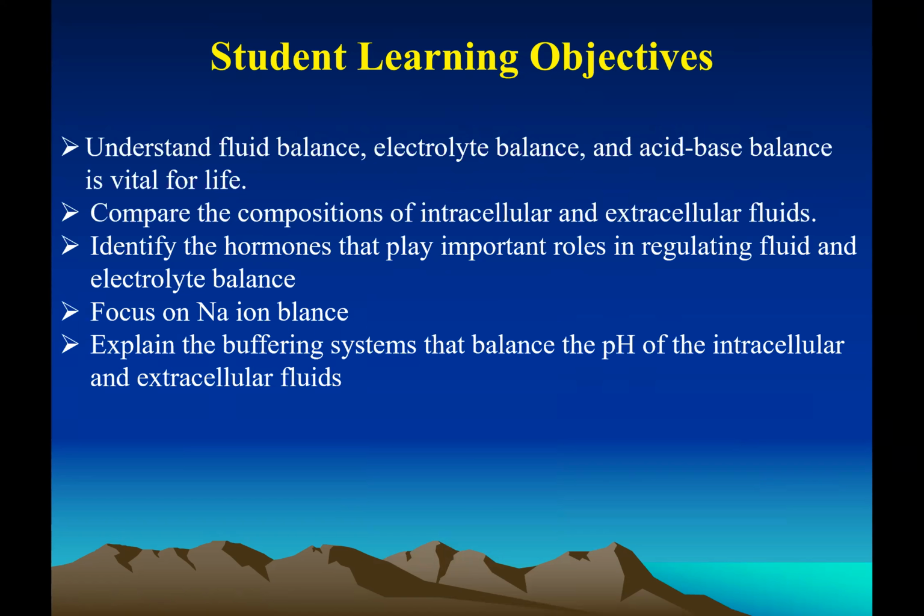We will also talk about where in the human body all the fluid is held. The fluid inside the cell is called intracellular fluid, and outside the cell is extracellular fluid. And we'll study the effect of hormones that will play a huge role in the homeostasis of these three elements. Among the electrolytes, we are going to focus on the sodium ion, which is the most important. And we'll study the buffering system. We touched on it when we studied the respiratory system. So we'll revisit the buffering system and how pH is maintained in the intracellular and extracellular fluids.